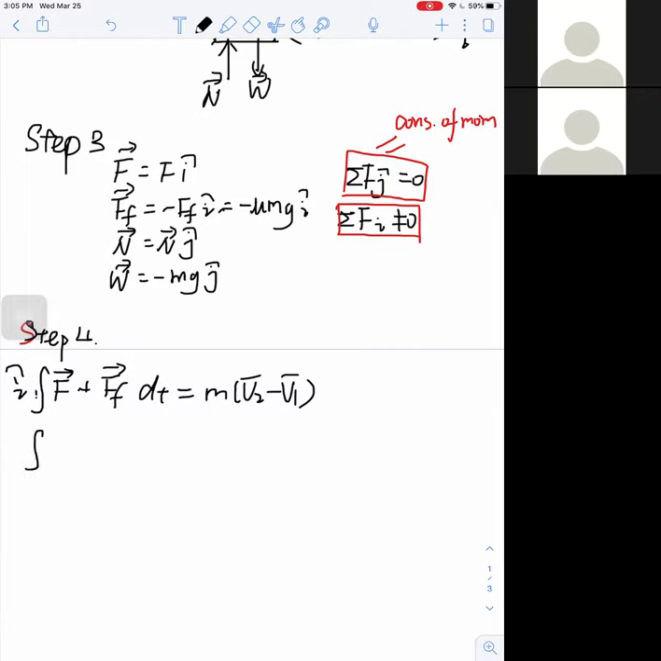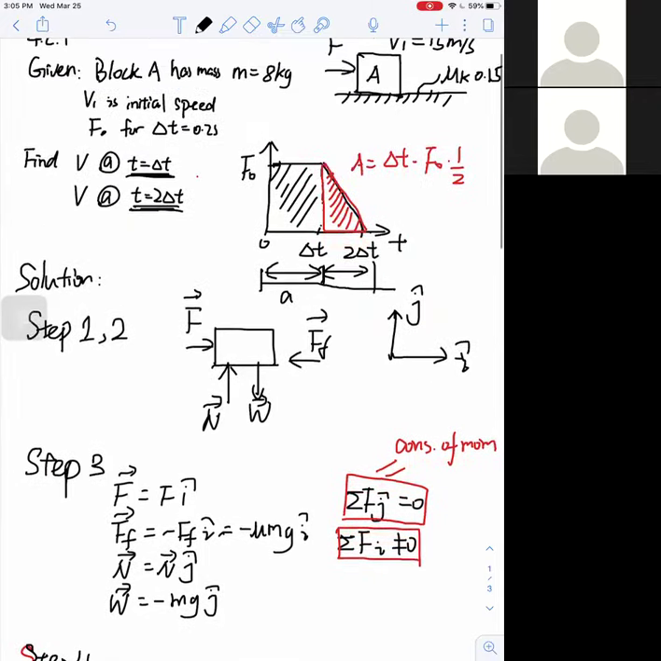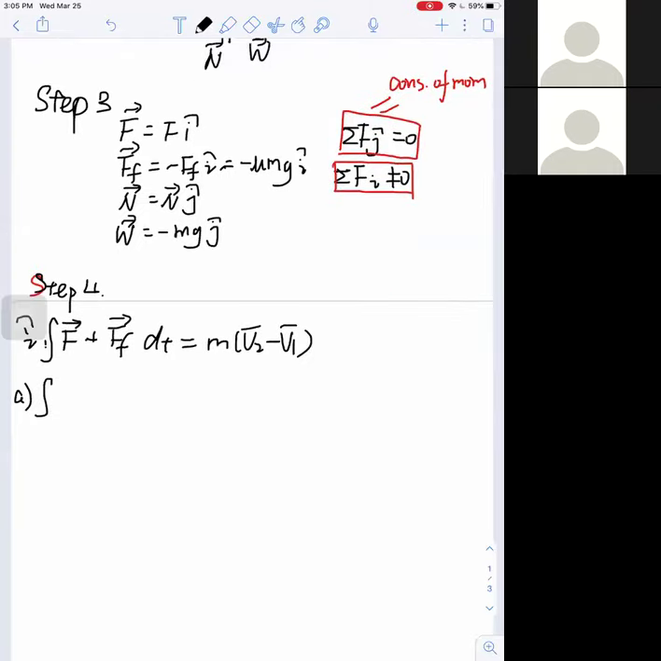And that is the integral start. If we're trying to solve part A, and in part A we want to find the t equals delta t, so the range of integration should be from 0 to delta t. And F equals F I plus the friction force, negative mu mg I, dt. On the other side of the equation, just m v2 minus v1.